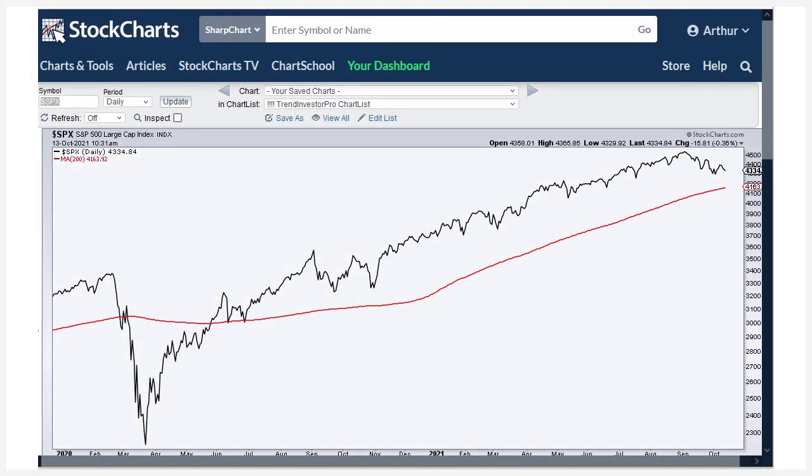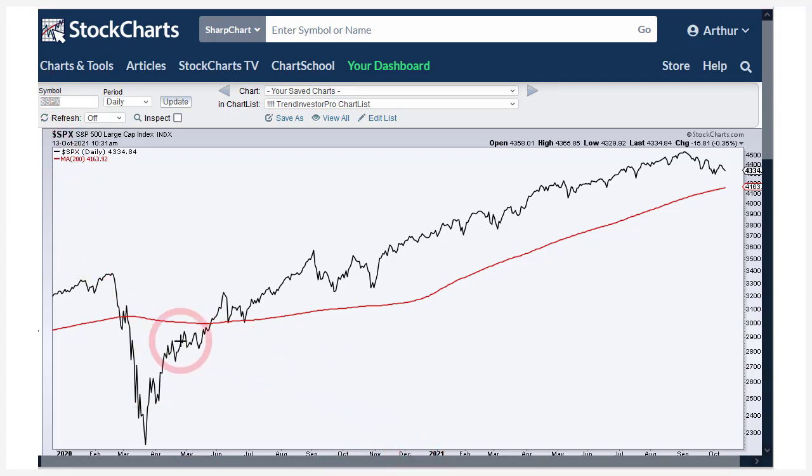So we're going to start off by looking at RSI. A lot of people use RSI to identify overbought and oversold levels during uptrends and downtrends. And I'm going to show you how to use RSI to help quantify the direction of the trend.